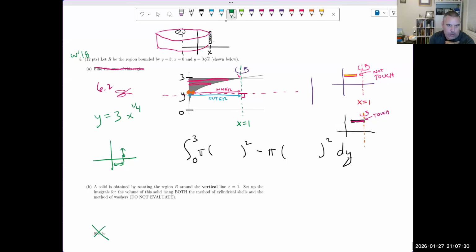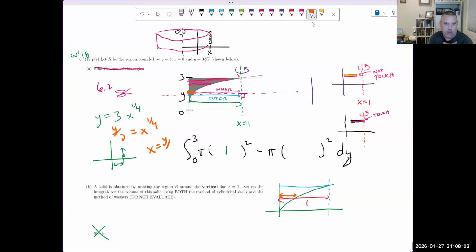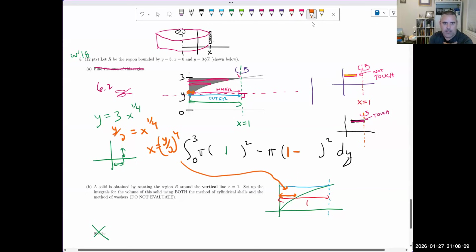So anyways, our chore is to realize that the outer radius is 1 and that the inner radius is going to depend on the function. But what I know is that from here to here is still 1, and from here to here is the function. And that function is y over 3 equals x to the 1/4. So x is y over 3 to the 4th. That's what this is. So this is 1 minus y over 3 to the 4th.